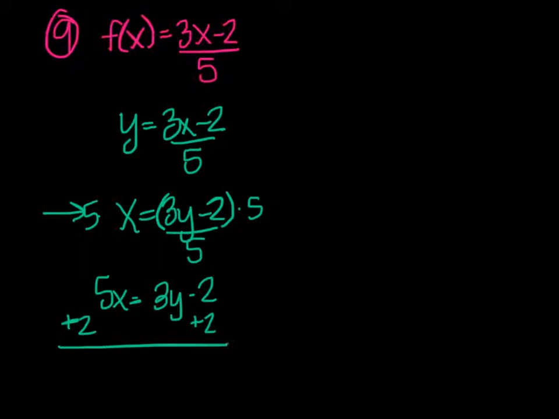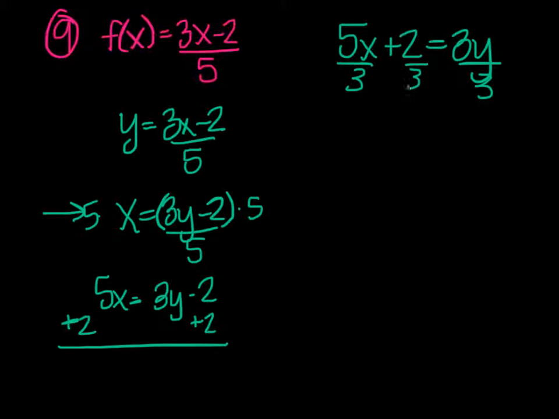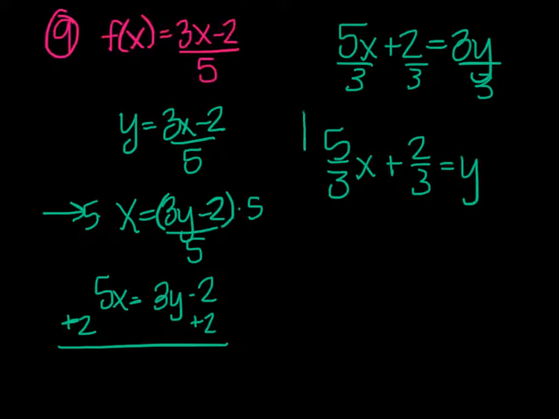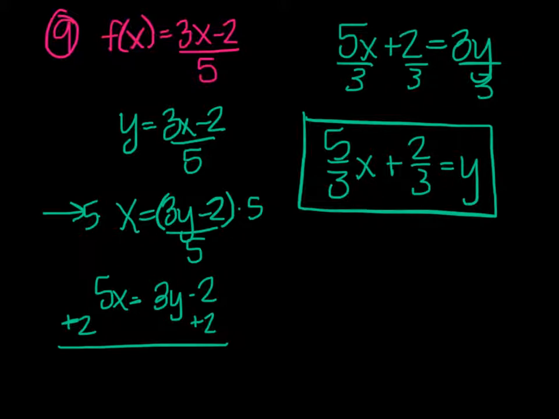I'm going to come up to the top. So we've got 5x plus 2 equals 3y. And the last thing we have to do is divide everything by 3 on both sides. So we've got 5/3 x plus 2/3 equals y. And that would be the inverse of our original function.